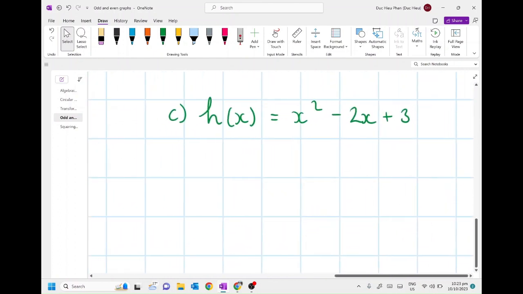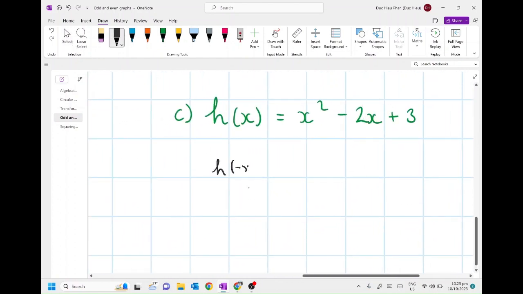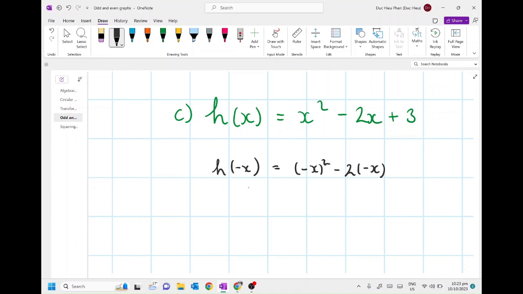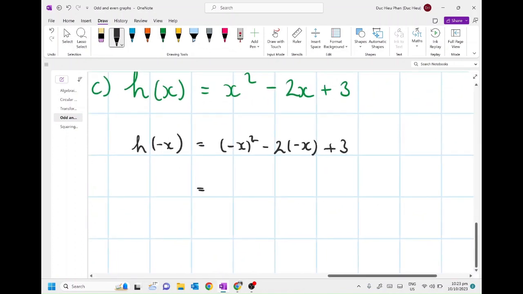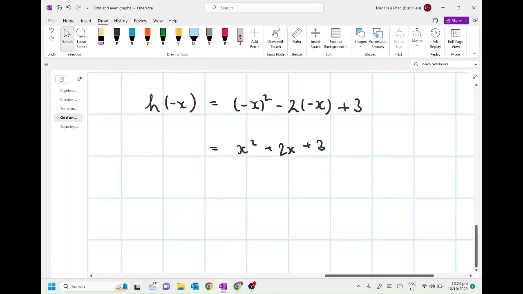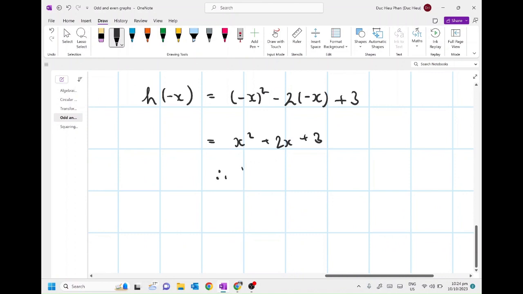Finally, with this one, we expand this equation to be x squared plus 2x plus 3. Here we see that the equation itself is not the negative version of the equation, and it's also not the same as the original equation. Therefore, we know that this is neither odd nor even.